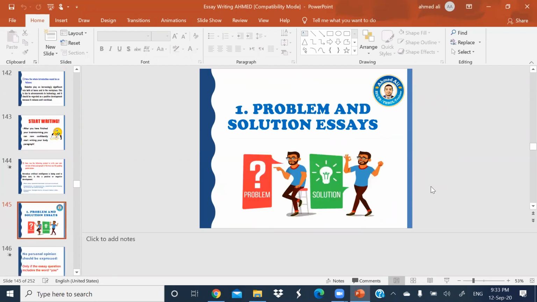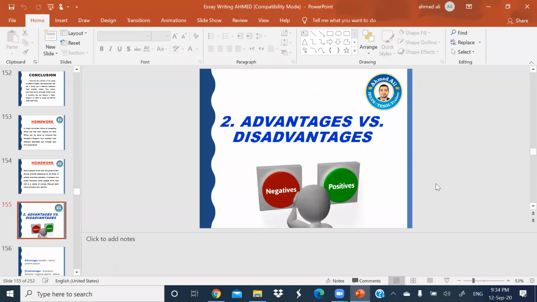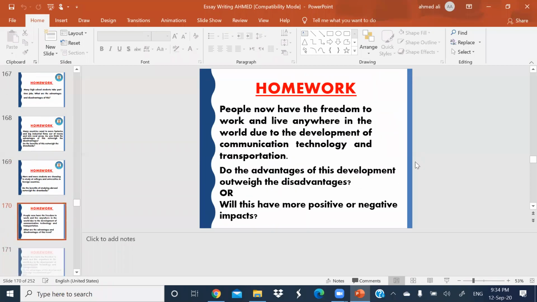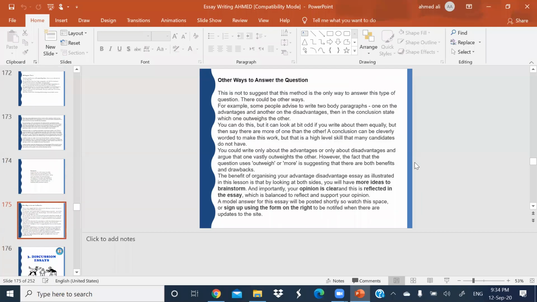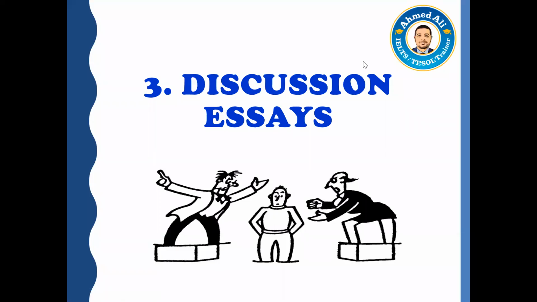So far, when it comes to the essay types or question types in IELTS, we covered the problem and solution essay, and we also covered the advantages and disadvantages essay. We took the advantages and disadvantages essay on two different sessions because we studied two different versions of it: the one in which you're supposed to express your opinion, and the one in which you're not supposed to express your opinion.